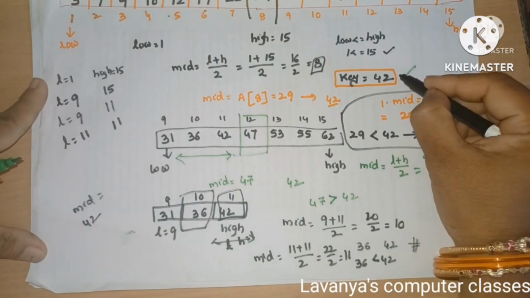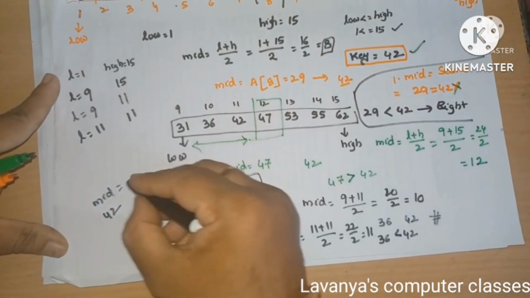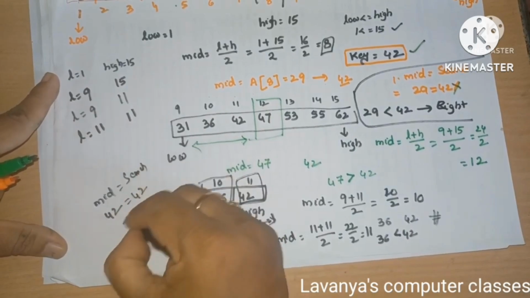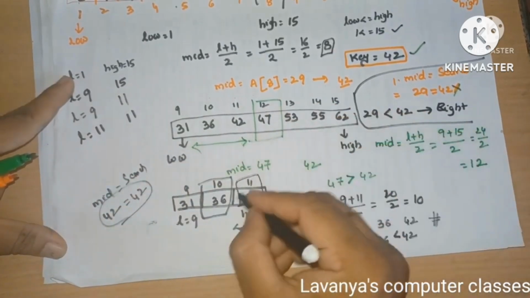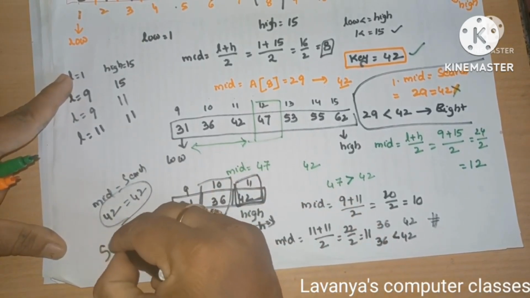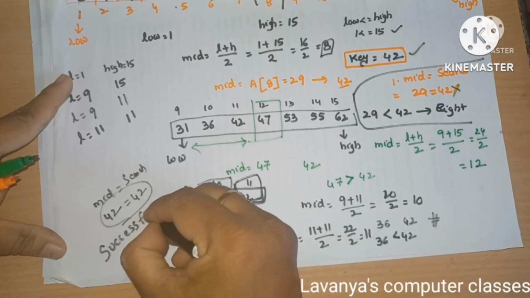What is our search element? Your search element is also 42. So, mid equals search. So, 42 equals 42. Then you are getting the element successfully in the 11th position. It is known as a successful search.